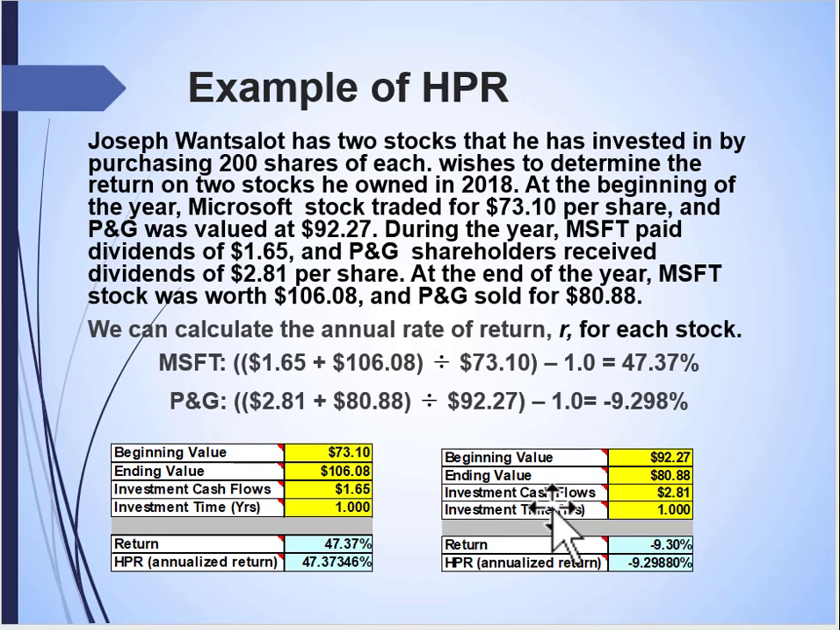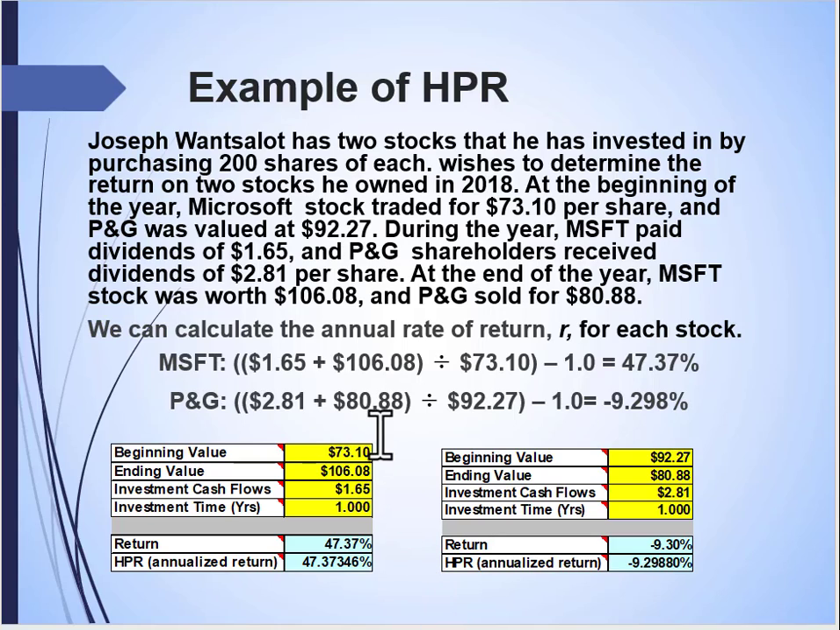So there is a worksheet that's referred to as the holding period return. It's part of the risk and return workbook, the Excel workbook that's provided. And if you look at this, we have 2 stocks. We bought 200 shares of each. Microsoft started at 73 and it ended at 106. P&G started at 92. It ended at 80. And Microsoft had $100.65 in dividends, and P&G had $2.81 in dividends. So how can we calculate the returns?